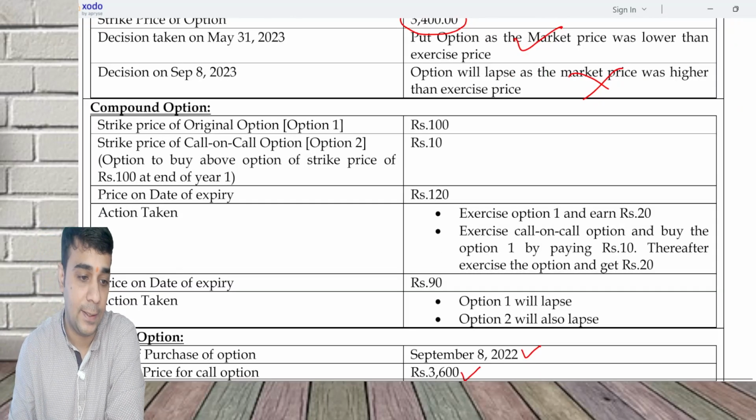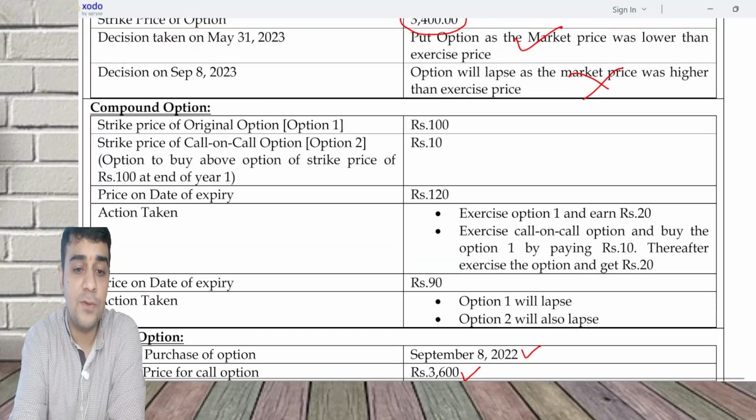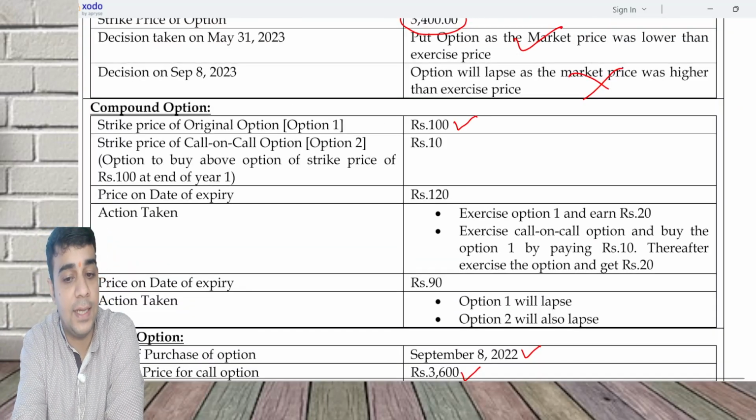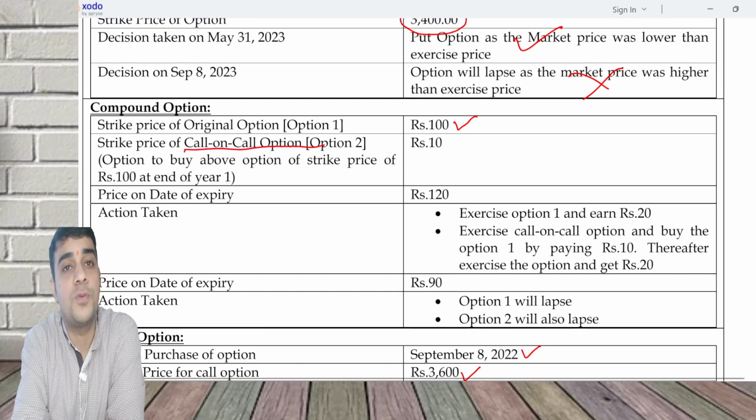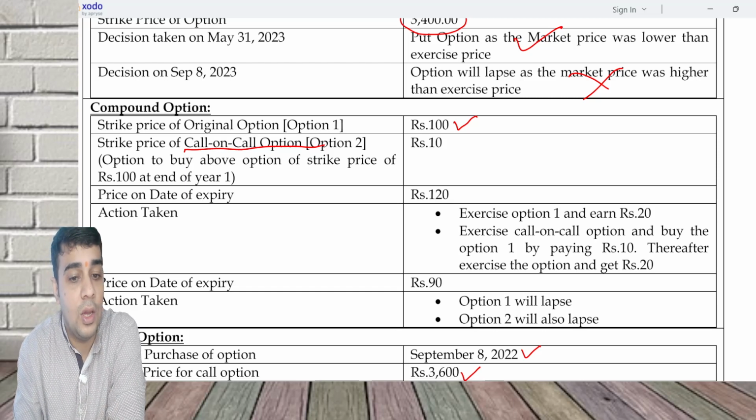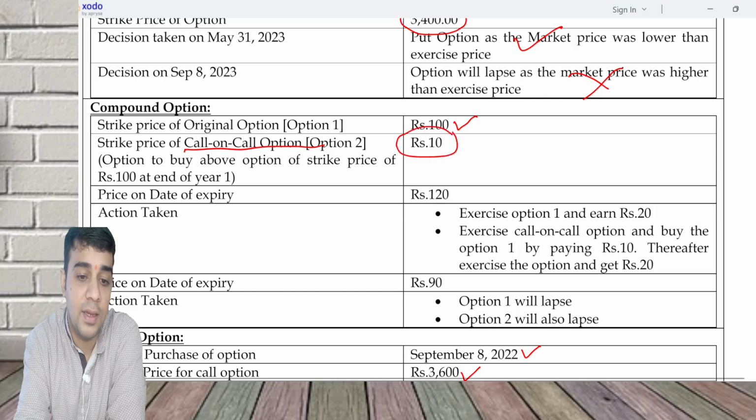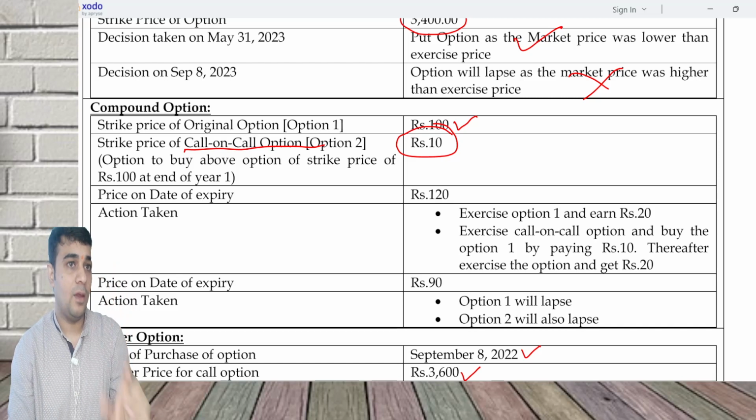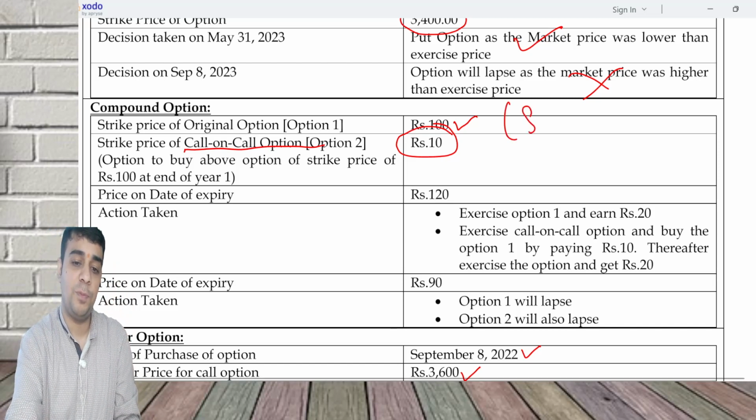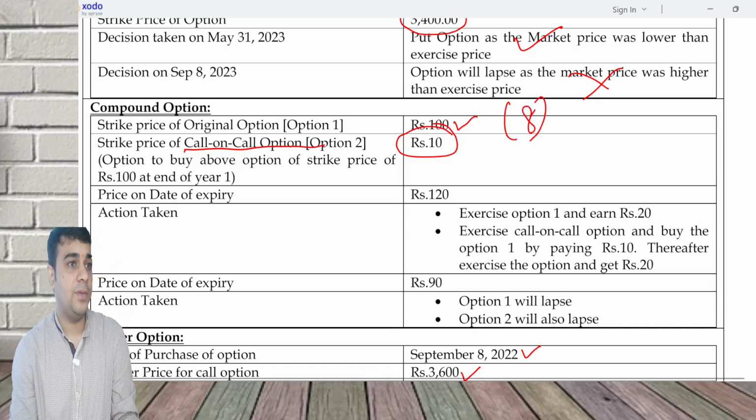You'll understand it better. Strike price of the original option is 100. Strike price of the call on call option: what is a call on call option? You can buy another call option, which is rupees 10. That is, you bought a call option today with a strike price of 100. What is the premium you paid? Let's assume the premium is 8 rupees.